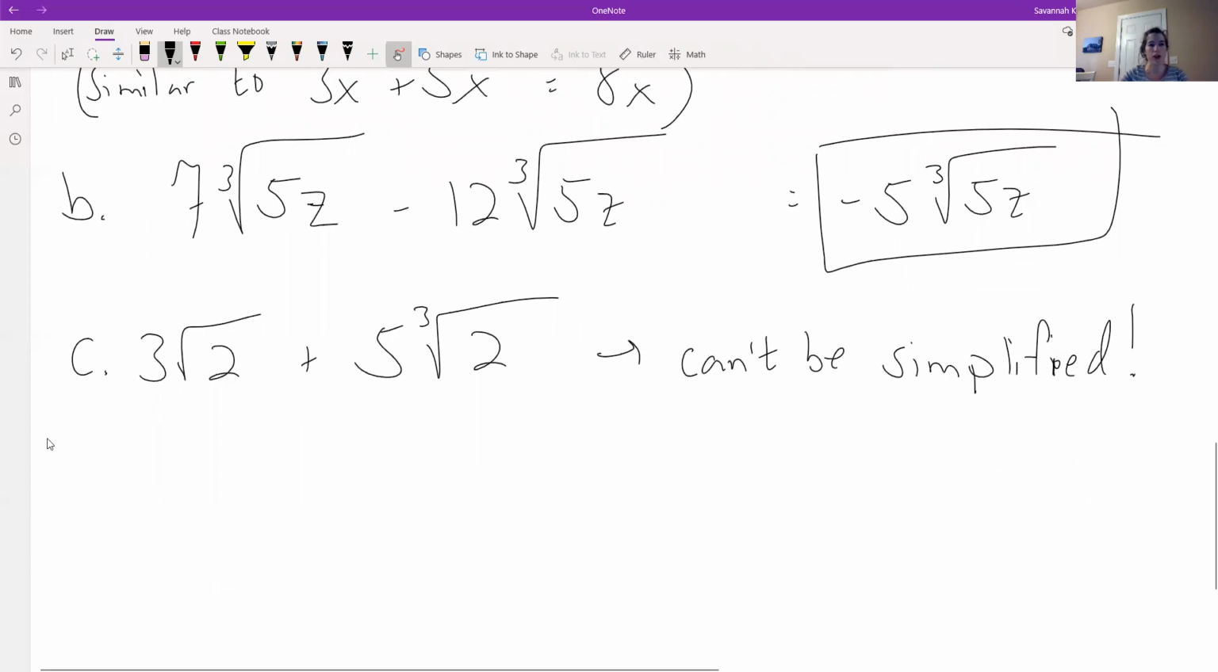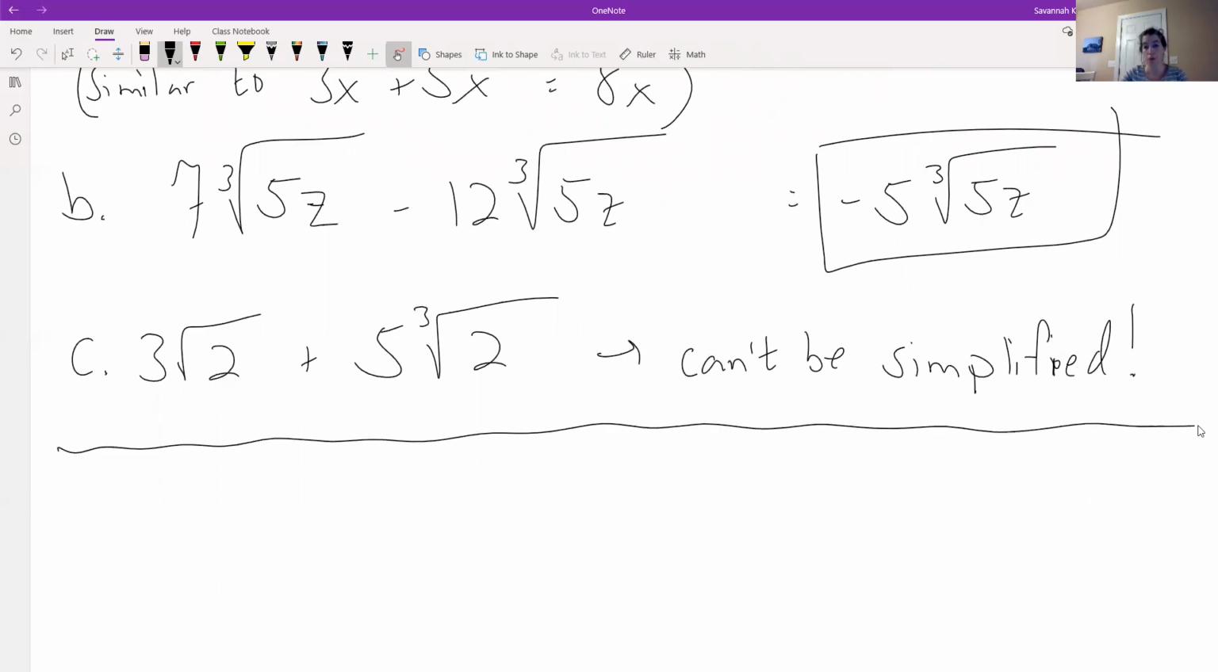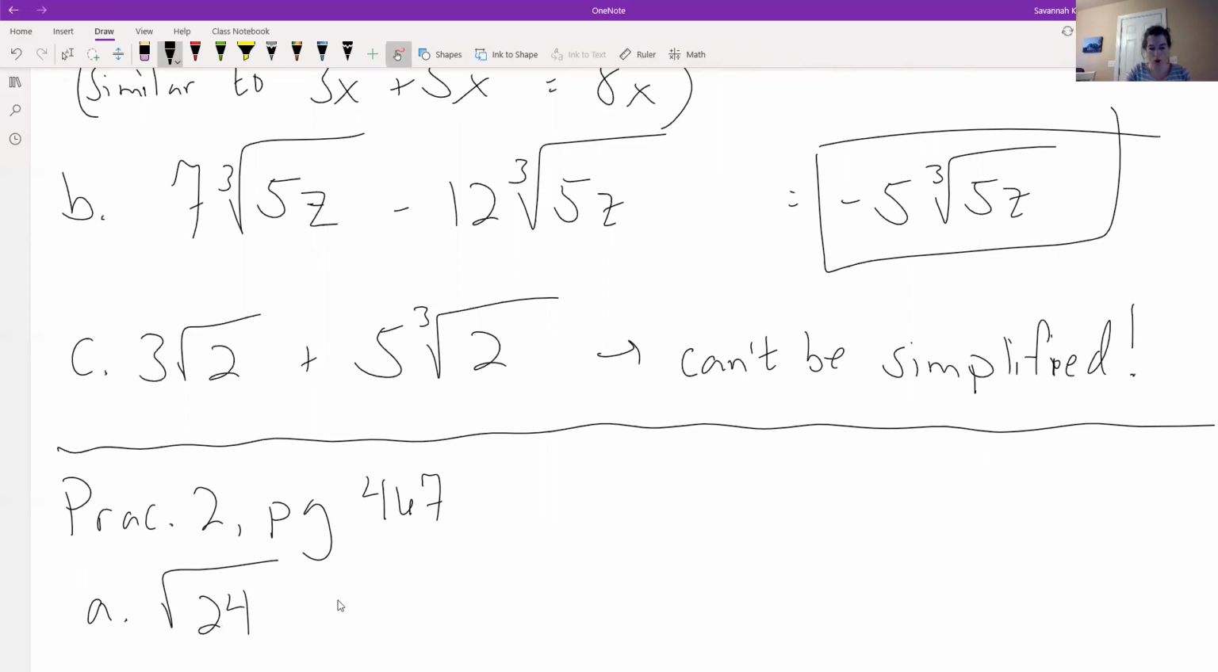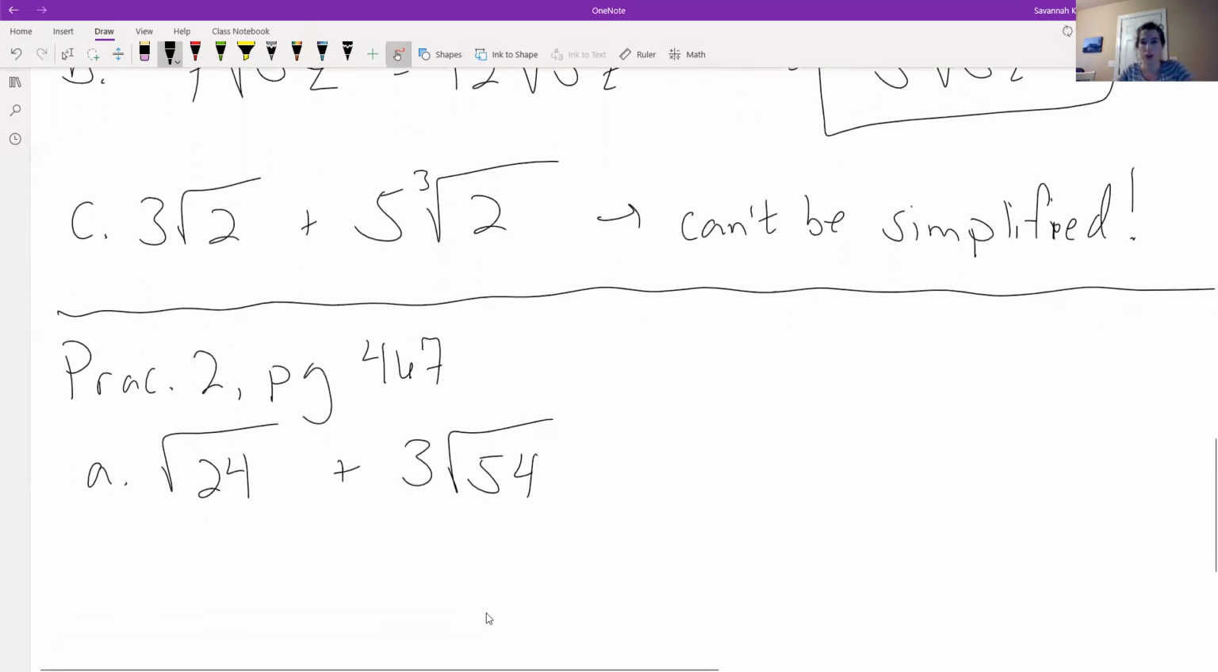Okay, so all is well and good when they are very upfront about whether or not you can add or subtract these things. It gets a little bit more interesting when you might have some hidden like radicals. So for example, at first glance, square root of 24 and the square root of 54 can't be added together, because they're not like radicals.